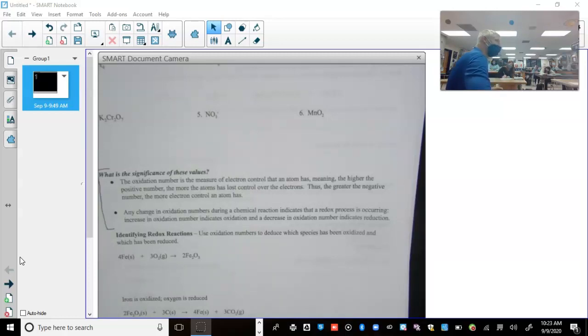All right, and any change in oxidation numbers during a chemical reaction indicates that a redox process is occurring. An increase in oxidation number indicates oxidation, and a decrease in oxidation number indicates reduction. Which is always kind of confusing. I always think if the charge or the oxidation number is getting smaller, it's being reduced, or if it's becoming more negative, even though it's gaining electrons, gaining negative electrons.